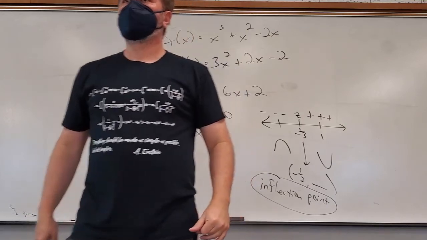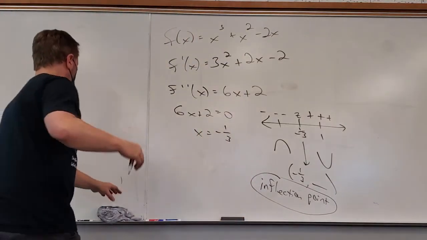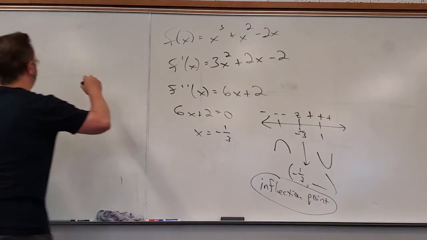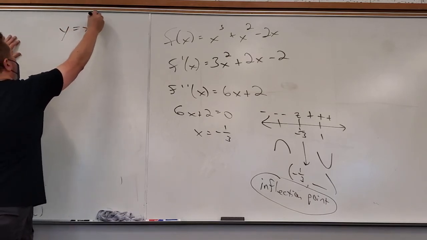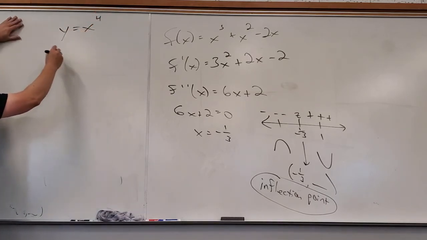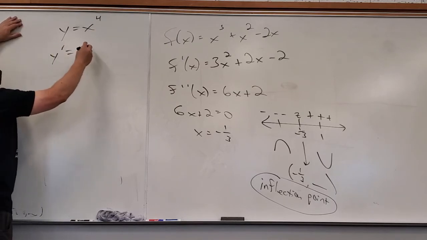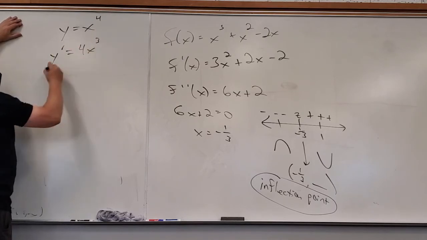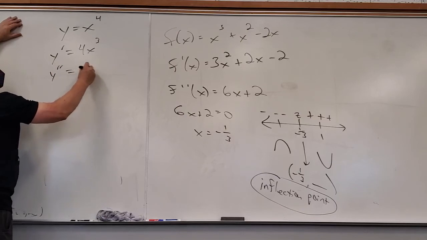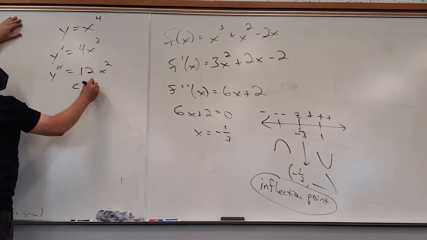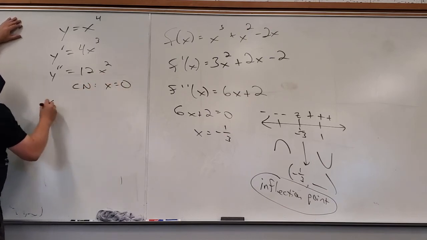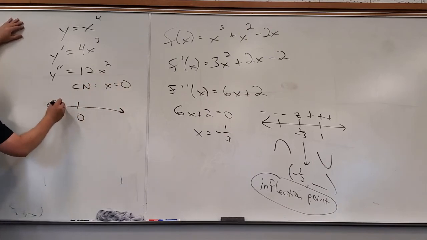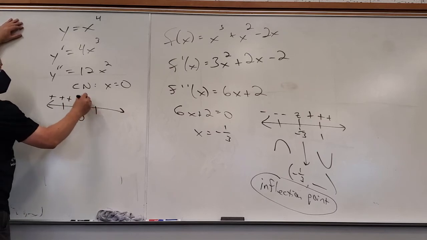How would that work graphically? Like, where you could have a critical number and the concavity wouldn't change. Yeah, so, let me think. What about this? What's the first derivative? 4x cubed. What's the second derivative? 12x squared. What's the critical number for the second derivative? Zero. Plug a negative 1 in, you get positive, right? Plug a 1 in, you get positive.